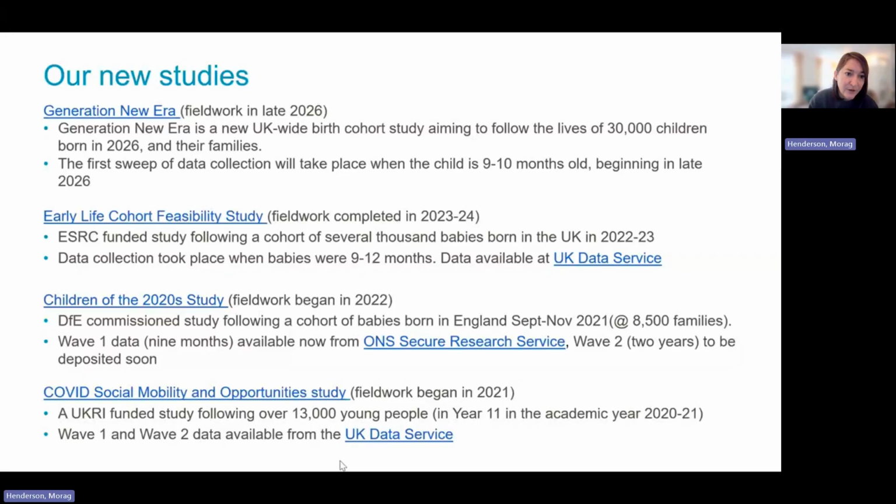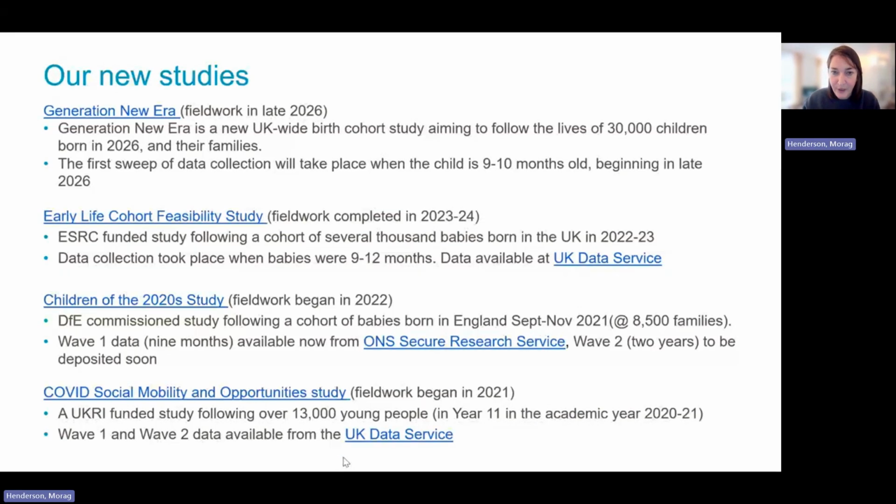The Children of the 2020 studies is a DFE commission jointly with CLS, and some of the data are available through a slightly different channel, the ONS Secure Research Service. And lastly, there's the COVID Social Mobility and Opportunity study that follows 13,000 young people who were in secondary school in that particular academic year during the pandemic. So if COVID and education is of interest, then that's a great study to look at.